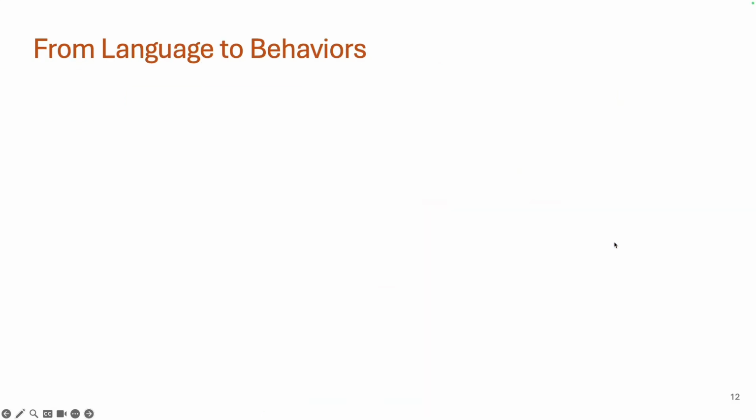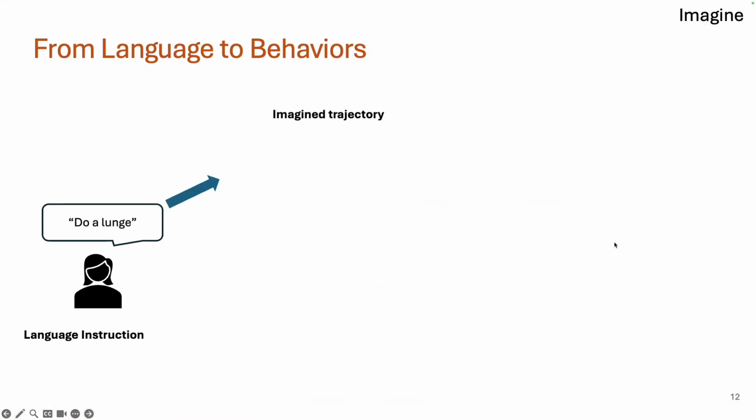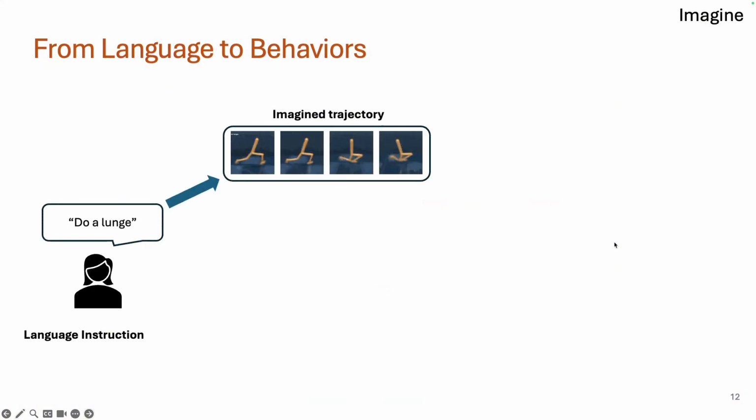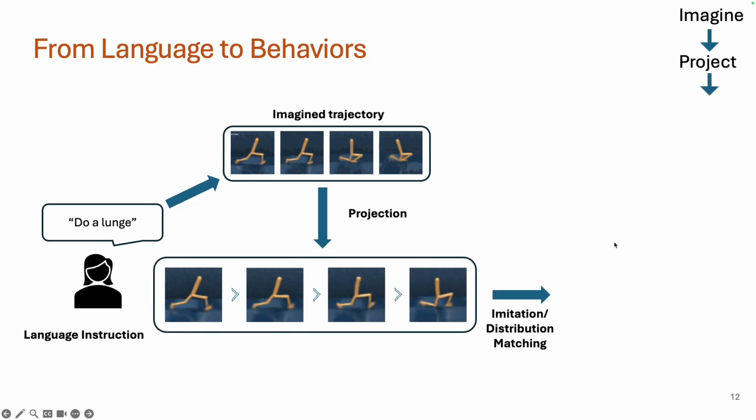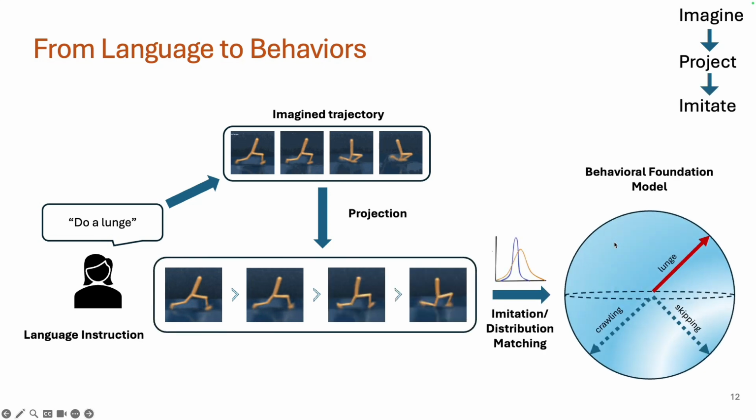Overall, our approach comes together in three parts. We produce an imagination from a language instruction using foundation models. We next project these imaginations in the agent's domain. Finally, we can imitate these projected imaginations by finding a task embedding with BFMs.